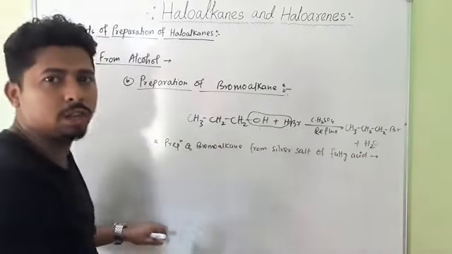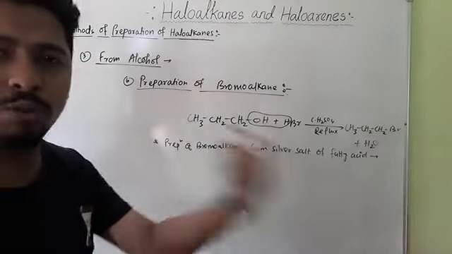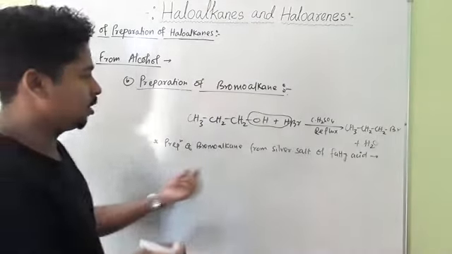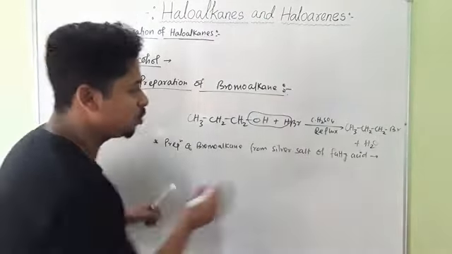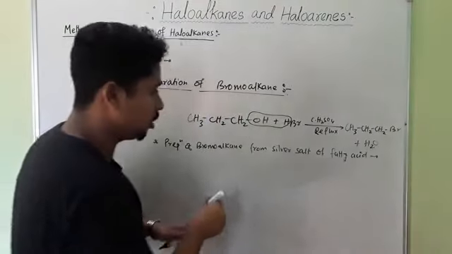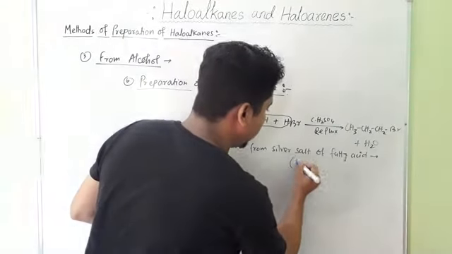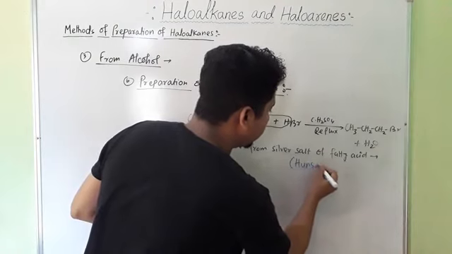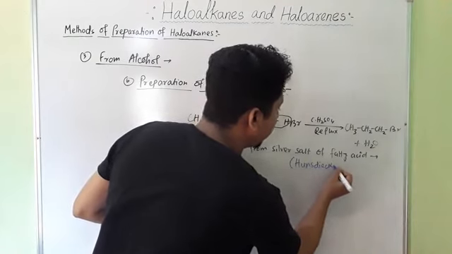By following another important reaction, we can also produce this bromoalkane from the silver salt of fatty acid, and this reaction is called the Hunsdiecker reaction. I am writing here HUNSDIECKER.